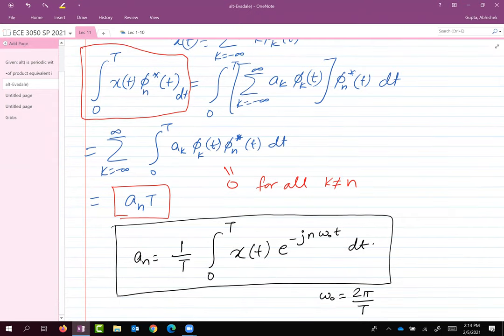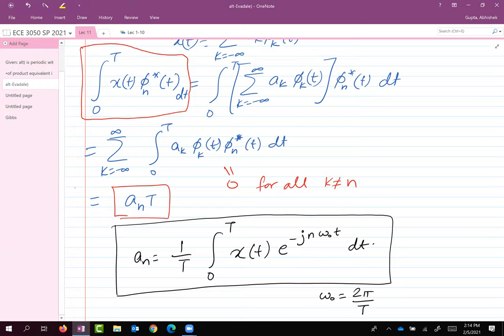I have a question. I didn't understand how the integral and summation are equal to a_n T. Could you please explain that again? So you are saying, how are these two equal? Yeah, and how is it equal to a_n T ultimately? Oh, I see. Okay, so you want to know this step. Yeah, this one. Okay.